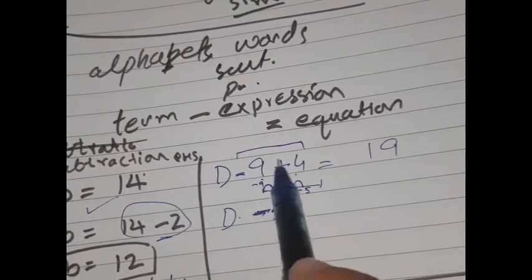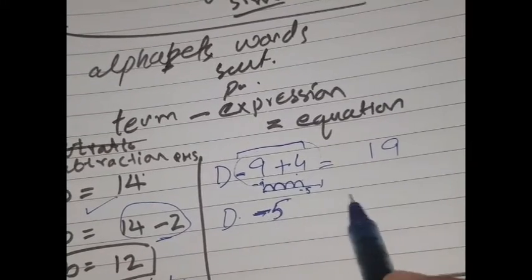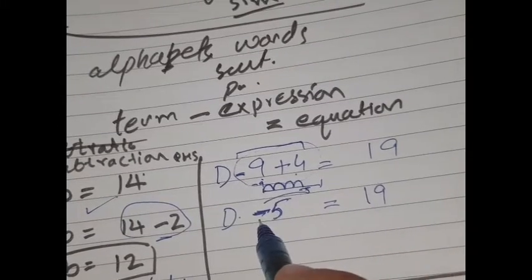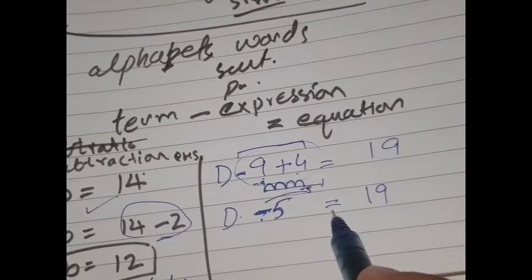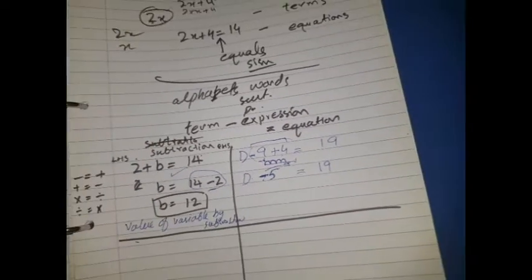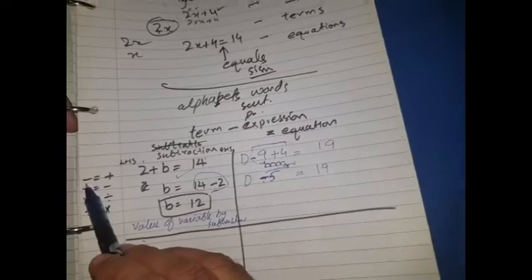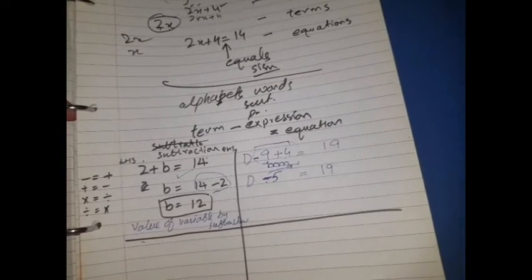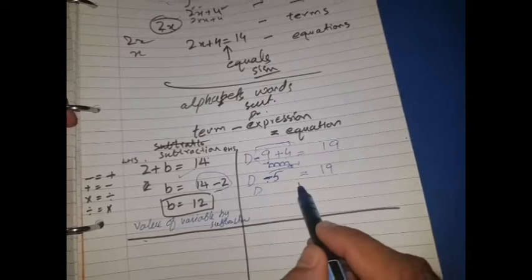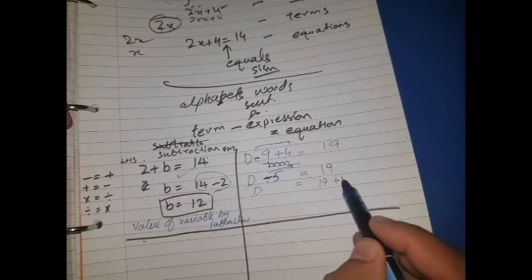As of now, I just solved this side. I got D minus 5 is equal to 19. Now I'll move this to the other side. If this is negative and I'm moving it to the other side of the equals sign, I will refer to the signs which I showed you earlier. This negative sign moving to the other side will turn into addition. So D is equal to 19 plus 5.